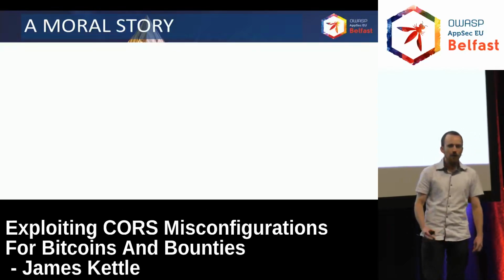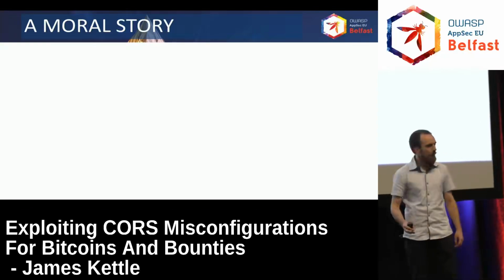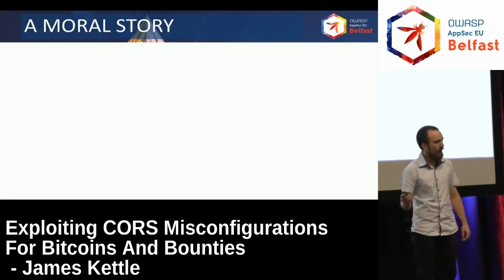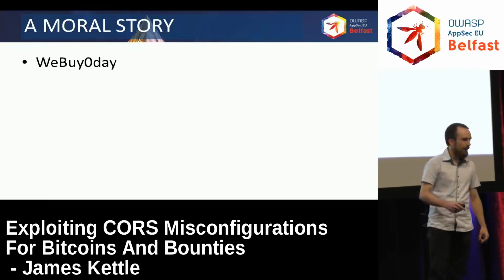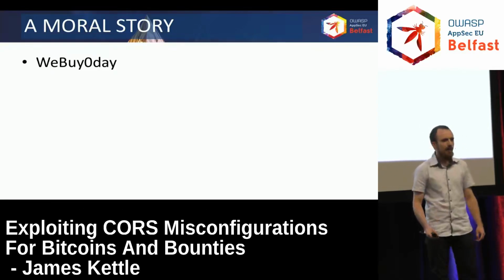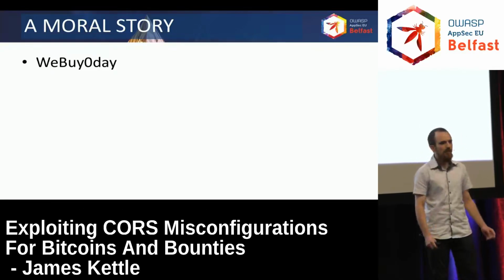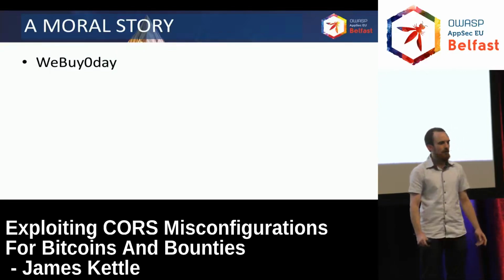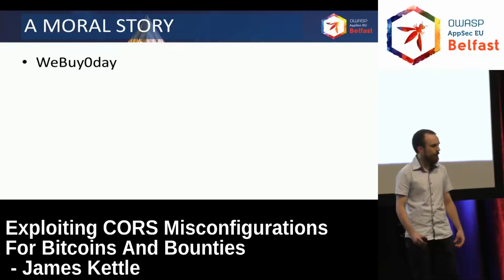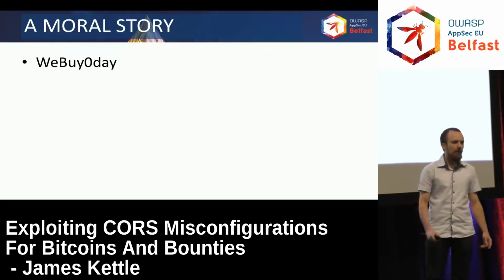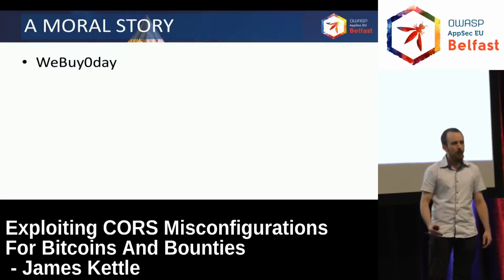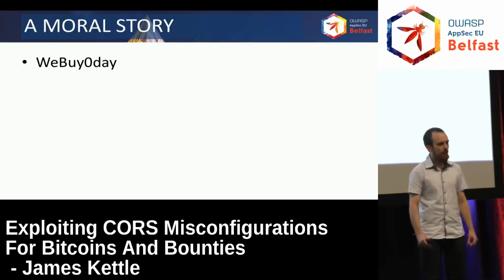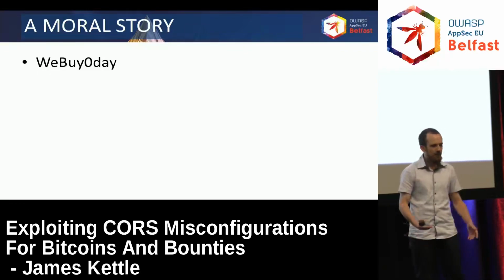And they told me about this website. I can't tell you the real name, but I'm going to call it WeBuyOday. The way this site works is anyone can sign up to it and submit the details of a critical vulnerability in a widely used piece of software like Firefox. And their team of internal experts will evaluate this vulnerability, and if they like it, they'll make an offer to buy the intellectual property from you. And if you accept the offer, then they get it.